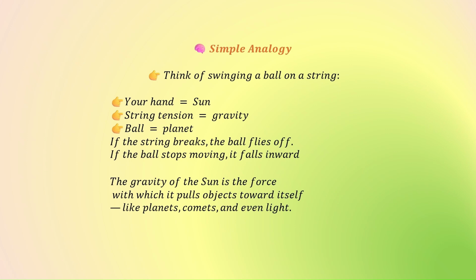Now here's the key idea. The gravity of the sun is the force that pulls objects toward itself, just like a string holds a swinging ball. It pulls planets, comets, and even light pathways in space. And that is how planets keep moving around the sun without flying away.